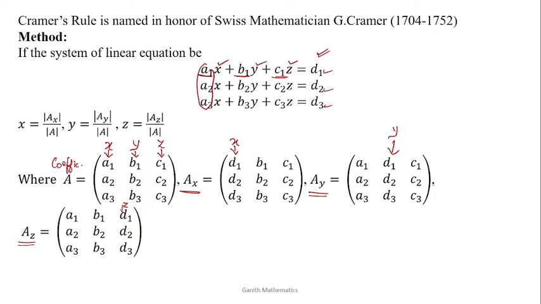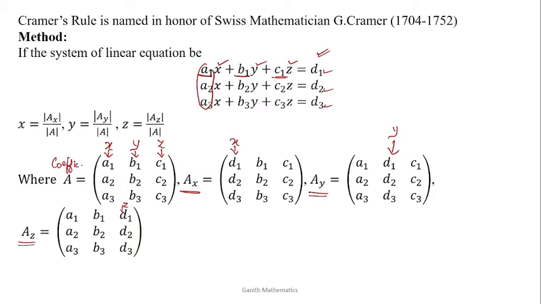Once you frame the matrices Ax, Ay, Az, it is very simple to find x, y, z. x is found by the determinant of Ax divided by the determinant of A. In the previous video lectures, I taught you how to find the determinant. Using that methodology, you find the determinant of Ax and A, and once you divide the two values, you get the value of x. Similarly, you can find the values of y and z.